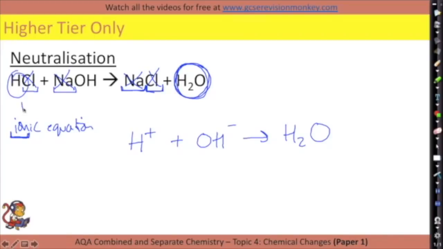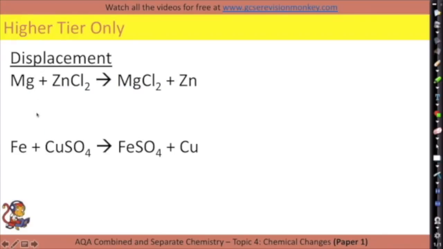However, you've got here a hydrogen ion and a hydroxide ion that then bonds together as a molecule of water. So what we're doing is getting rid of the ions that are staying the same and writing out in its simpler form to show the ions that are changing and reacting. So the ionic equation for any neutralization reaction is going to be the same. Hydrogen ions plus hydroxide makes water. You can also write ionic equations for displacement reactions and other reactions in the topic.